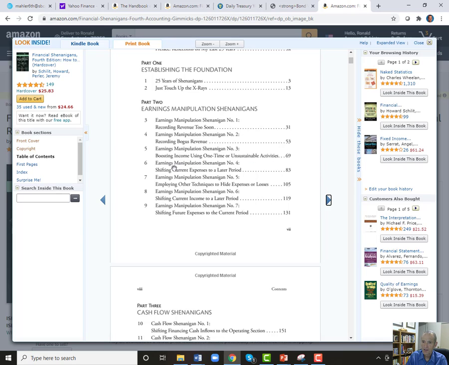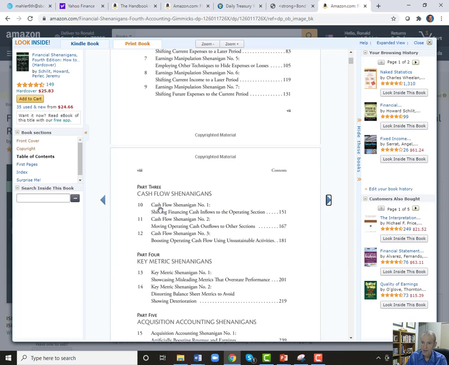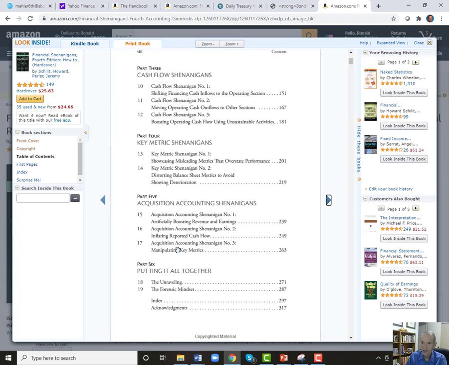Trying to tell the stockholders, yeah, that's normal. We did well this year. Shifting current expenses to later periods. We just talked about that, income smoothing. Other techniques to hide expenses or losses. Shifting current income to later periods, again, income smoothing. Shifting expenses to the current period, income smoothing. You can see how income smoothing is a big one. Shifting financing cash flows to the operating section, trying to manipulate the cash flow statement. So you can just see what they do.